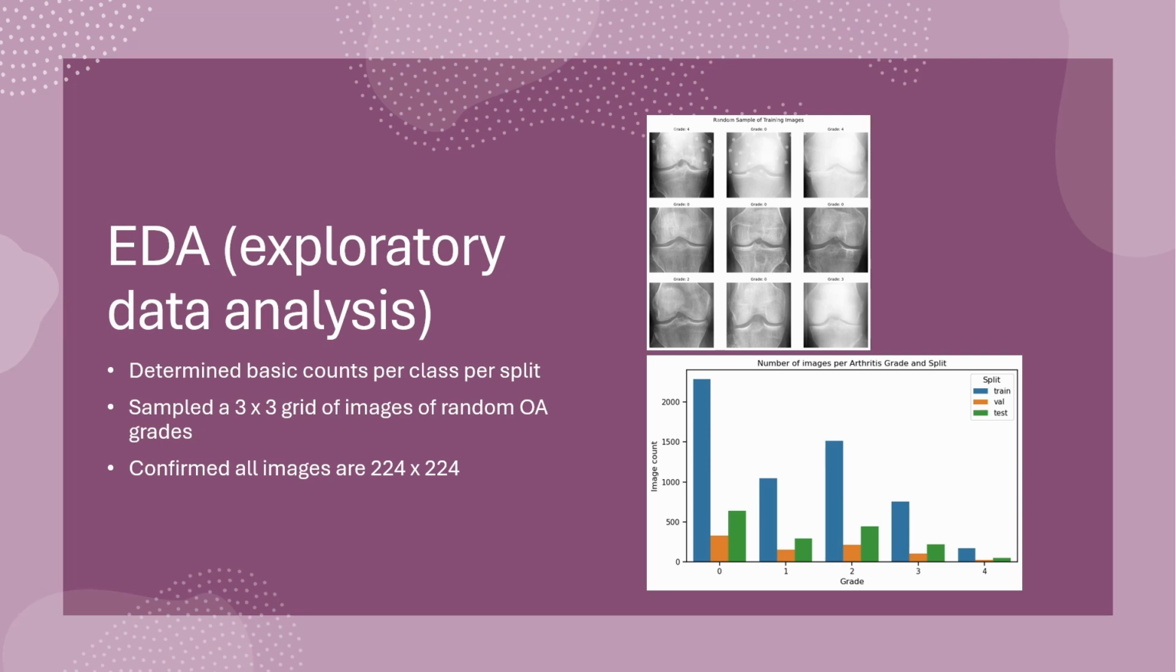So the EDA here, we're looking at the basic counts per class per split, so that's going to be this right here. And then this is a sample of the images that I'm working with and their associated OA grades. That's a human diagnostic situation, but it's a 5-point scale with 0 being no arthritis and 4 being the worst arthritis, essentially the best way to determine that. I also confirmed all of the image sizes were the same at 224 by 224.